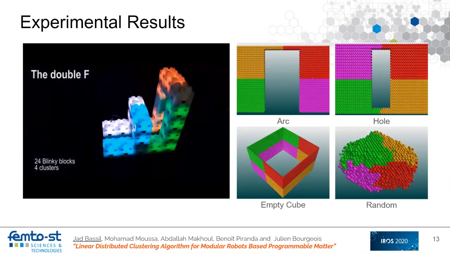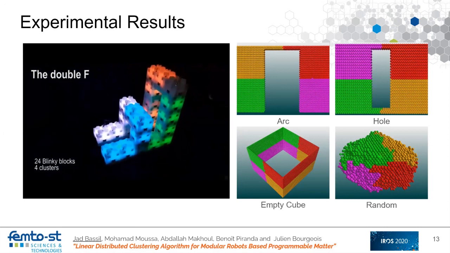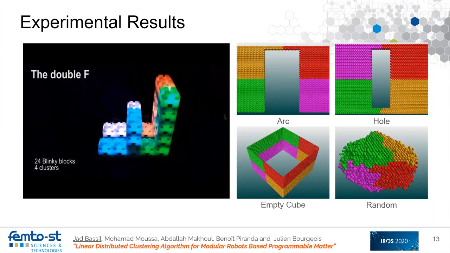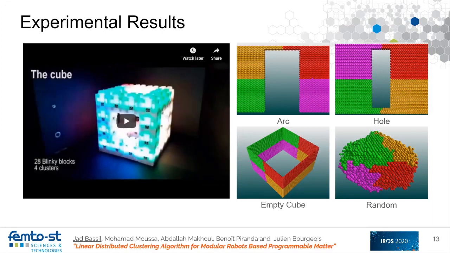On the right, we can see the result of simulations on VisibleSim with 4 clusters and 4 different geometrical shapes with different geometrical properties. We can see that the clusters follow the coordinate axes to regularly divide the space.